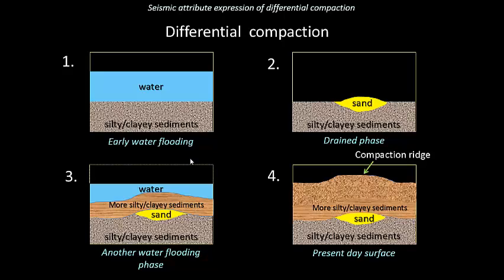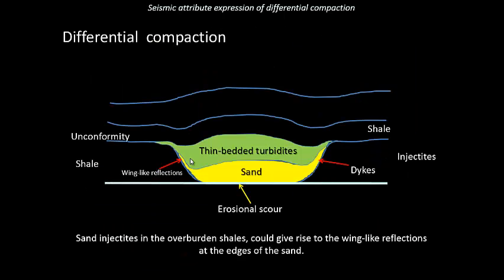Number three, once again the river gets flooded and more layers of silty and clay sediments get deposited over everything. And finally, number 4, the river again gets drained for the last time. The sediments dried, but due to the less compacting sand, the sediments drape over it and form a compaction ridge. So that is how differential compaction can take place.